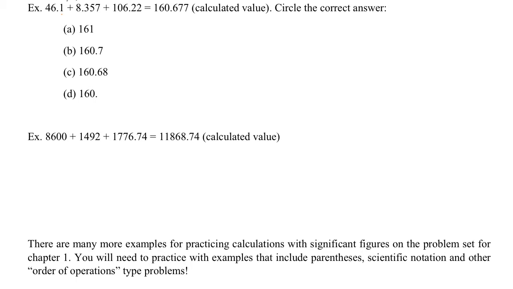So the first thing we should do is find the place value of the least significant figure in each of our terms. We have a 1 in the tenths, we have a 7 in the 1,000ths, and we have a 2 in the 100ths position for the terms that we are adding together.